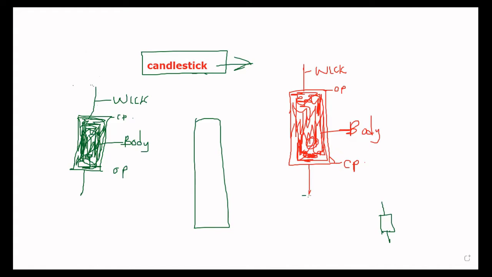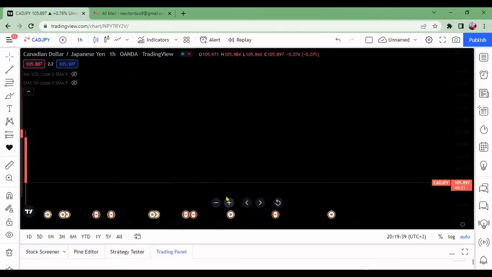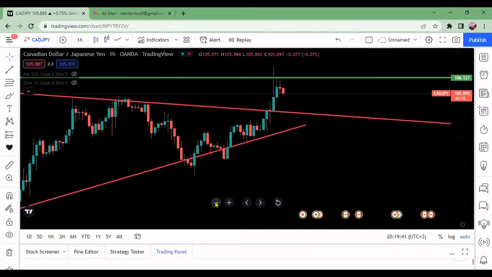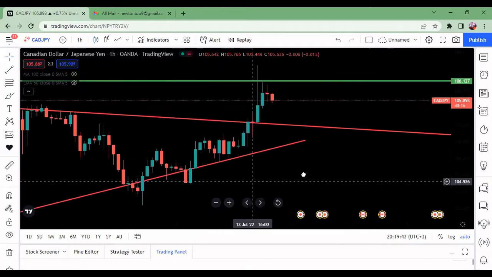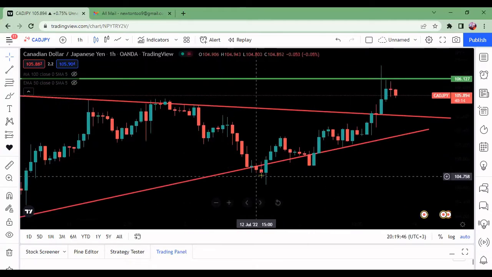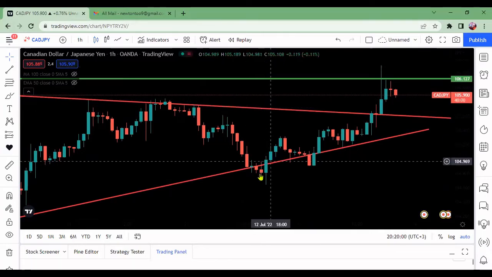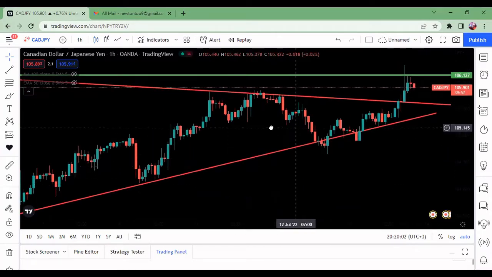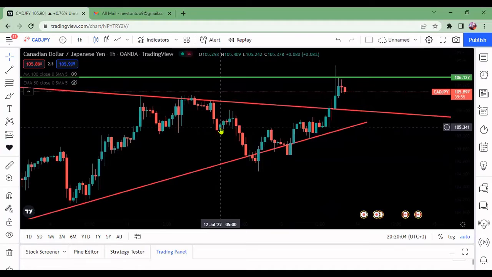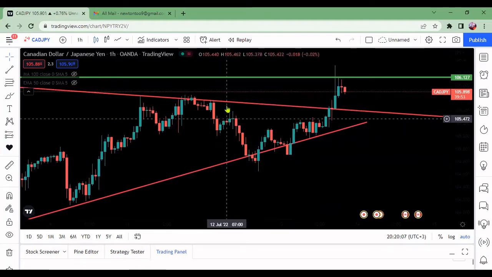Yes. So let me show you in the chart. The green candle means the buyers are dominating the market. Whenever you see a green candle, the buyers are dominating the market. Whenever you see a red candle, the sellers are dominating the market.